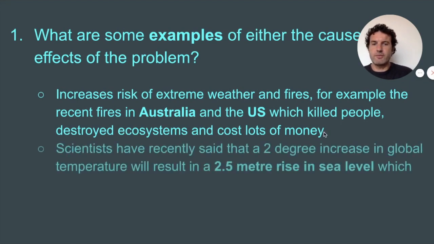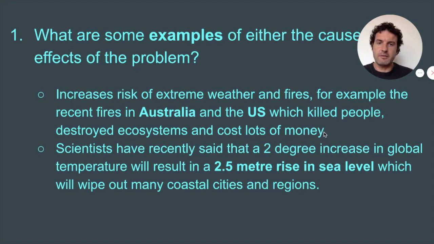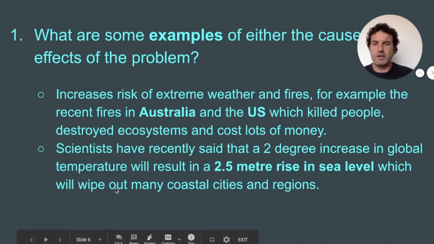Another example which I found was, again, online, and it was an article where scientists were saying that a 2-degree increase in global temperature will lead to a 2.5 meter rise in sea level. And this in turn will have a big effect on coastal cities and regions. So again, this is an example of an effect of climate change.